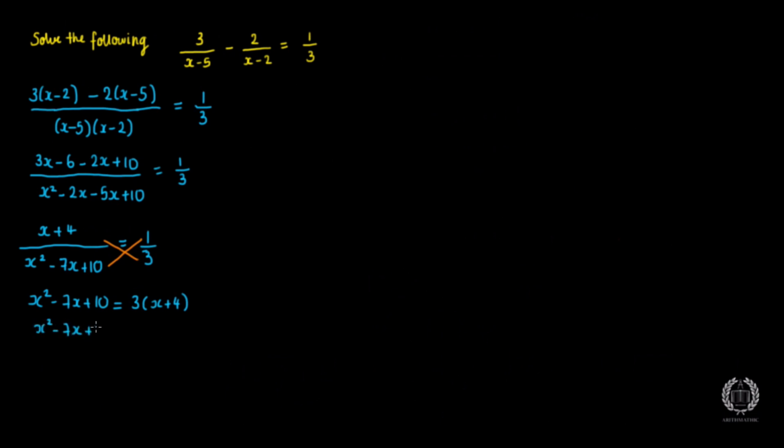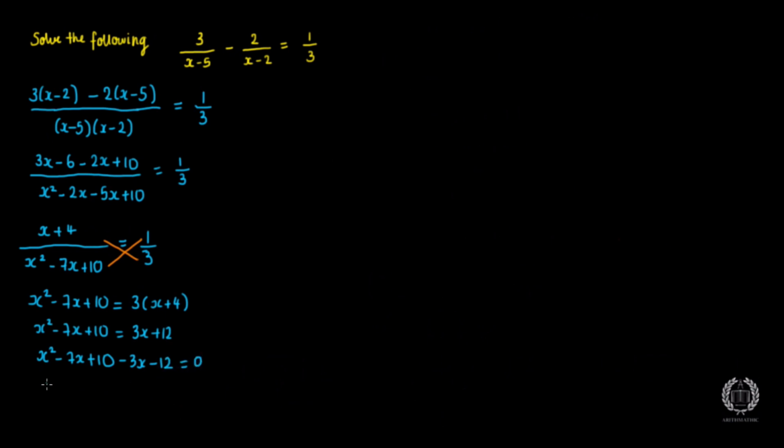And then if we expand this bit, 3 times x is 3x, and then 3 times 4 is 12. Bring everything to the left hand side, because you can see now you're getting a quadratic. So we're going to bring everything to one side. So x squared minus 7x plus 10, bring the 3x to the other side, becomes minus 3x. Bring the 12 to the other side, becomes minus 12, and that is equal to 0.